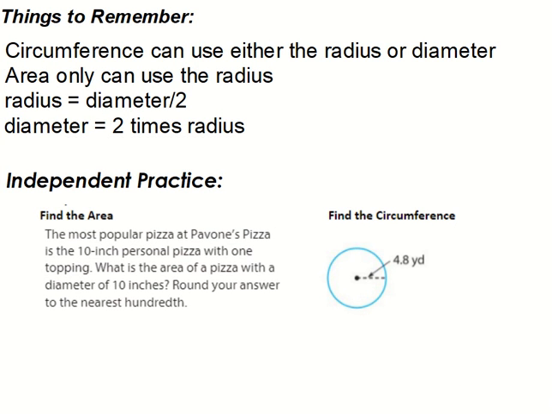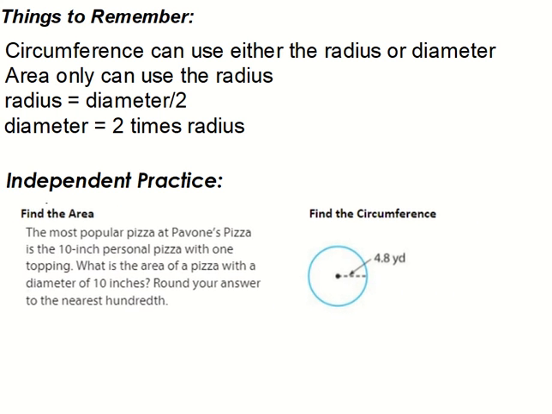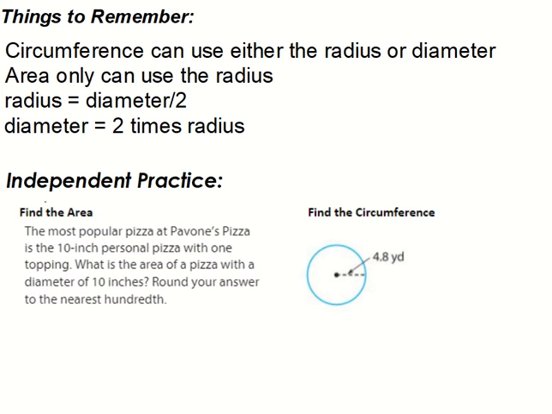So in your independent practice, you're going to find the area of this pizza. Okay, most popular pizza at Pavone's Pizza is 10 inches, personal pizza with 1 topping. What is the area of a pizza with a diameter of 10 inches? So realize it says diameter, so we're going to have to do it like we did the second problem. And then this one, you're going to find the circumference. And remember, this is your radius, halfway. That's your radius.